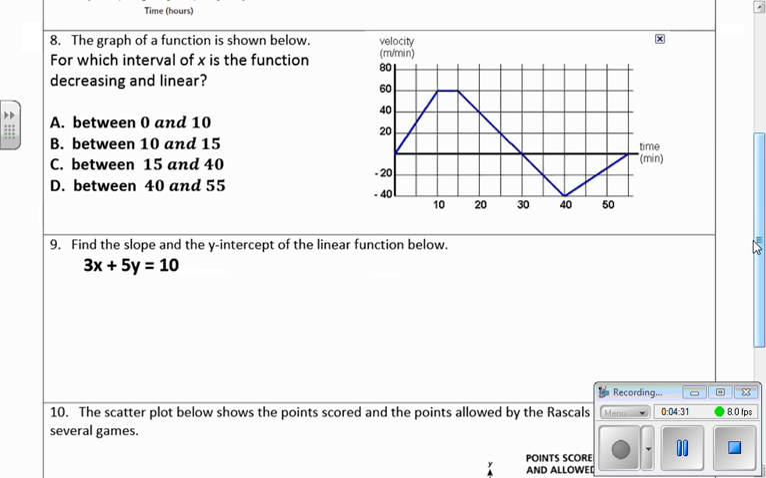There might have been no hills involved at all. Number 8, for which interval, so which time period, interval means time period, is the function decreasing and linear. Decreasing means down and to the right, linear means a straight line. So from here to here, looks like it's decreasing, and it looks linear, so that would be from here to here. So that's from 15 to 40, so that's C.